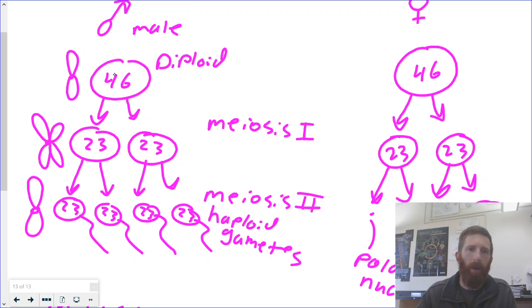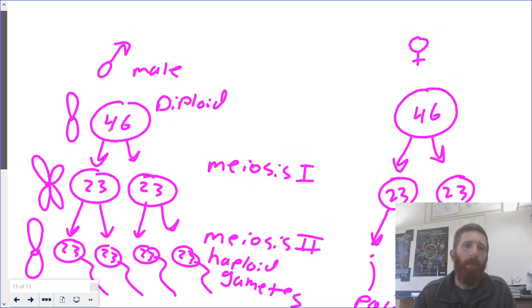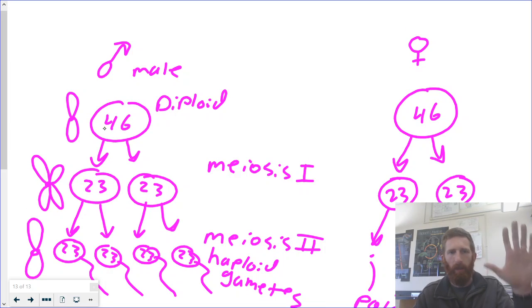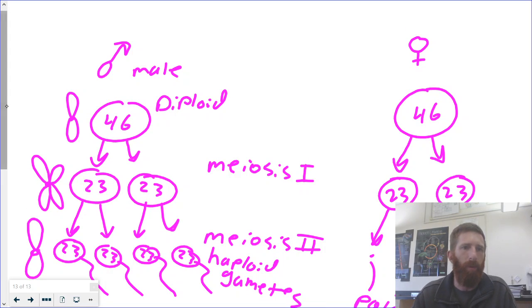Now, if the diploid number, if 2n is 46, then the haploid number, single n, is 23 propeller-shaped chromosomes. So if this gamete right here participates in a fertilization event, then this gamete will contribute 23 chromosomes to the next generation, or to the next offspring. So that's how it happens in males. This process starts at puberty and continues through the entire life.